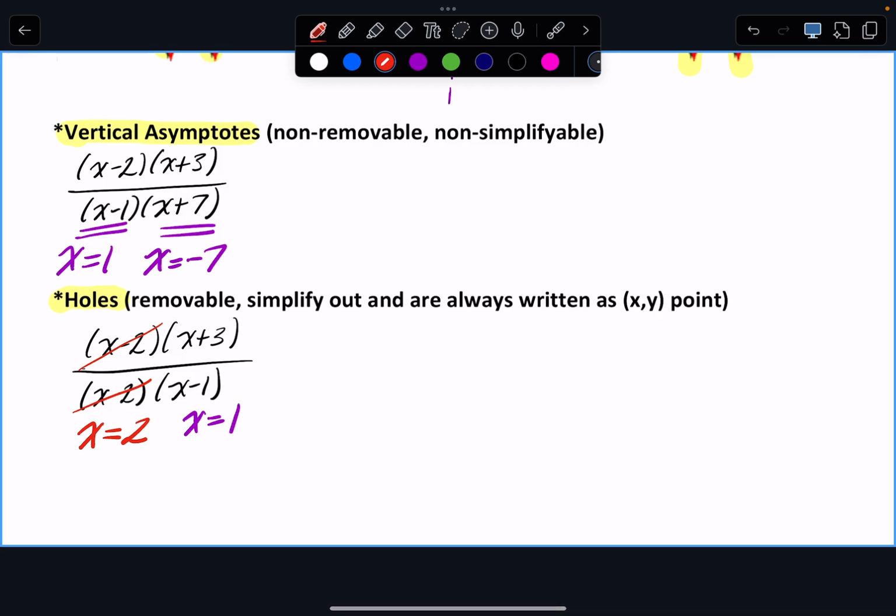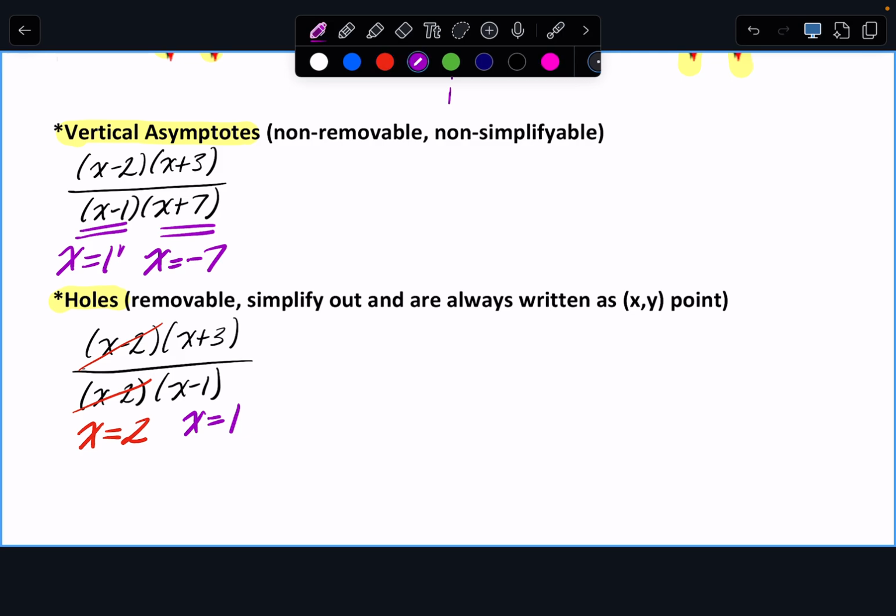They cancel out. So when something cancels out, remember, we always do domain restrictions before simplifying. So that's why that's still a domain restriction. We write in restrictions before we simplify. So now we removed this discontinuity. Removable discontinuities create holes. So this would be what you would do.